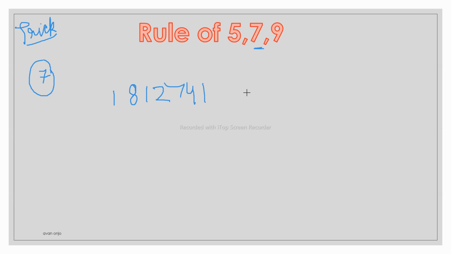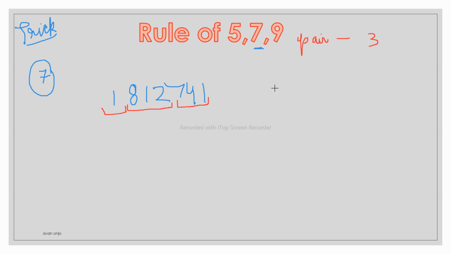Okay, now what the rule is that you have to create pairs of 3 numbers together. That is the first step. If I'm going to create pairs in this number, you have to begin from the right and go towards the left, so the pairs are going to be like this. Because we are not left with any more numbers, I'm going to consider this separately. So we have 741, 812, and 1 in a different one.